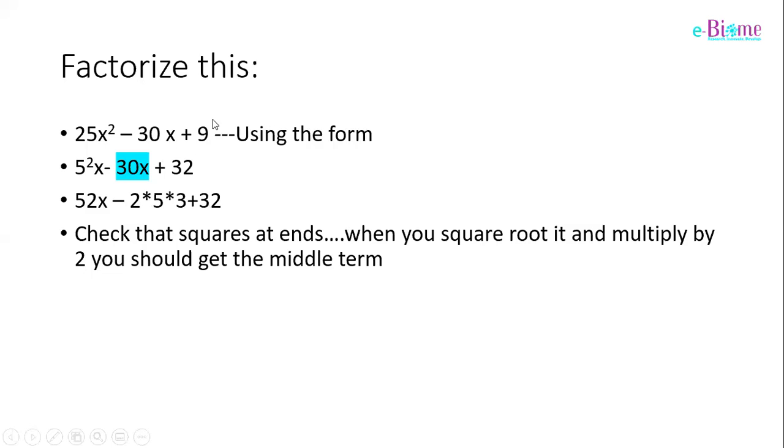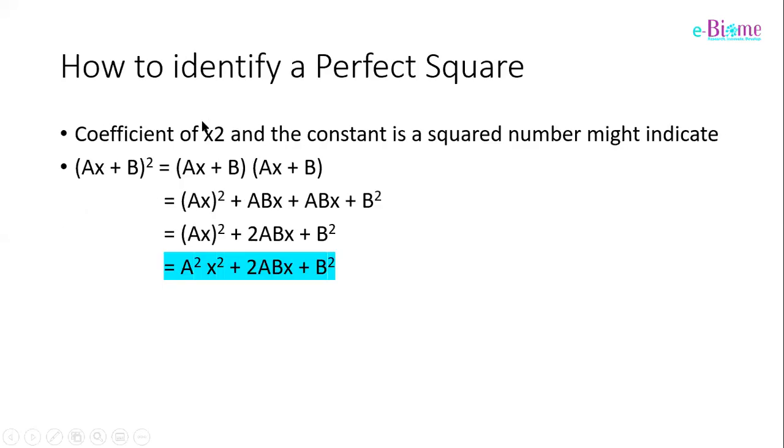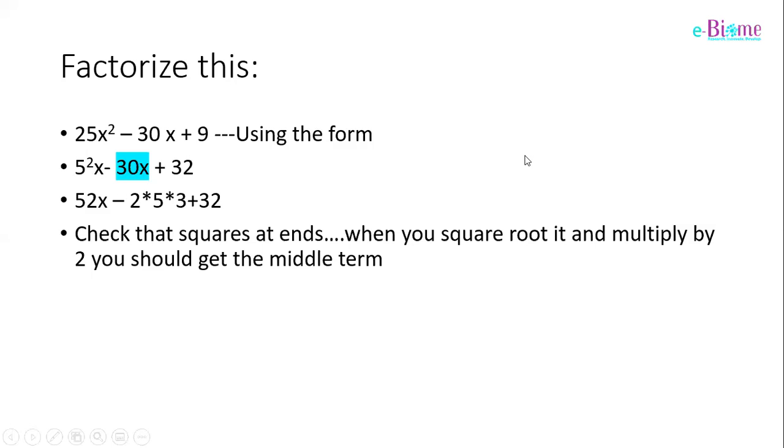So how the form works from the 25x squared minus 30x plus 9. Remember the first thing I said was that the first coefficient right here should be squared, right? So the 25x squared, that's a square. So you can change that to be 5 squared, and the 9 can also be written as 3 squared. Okay, that's the first clue.